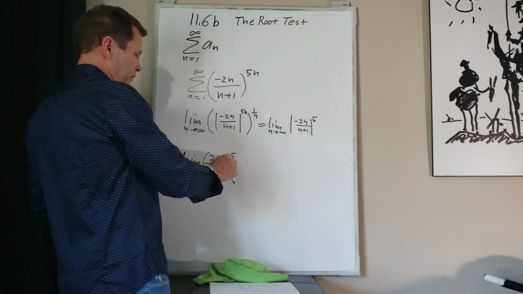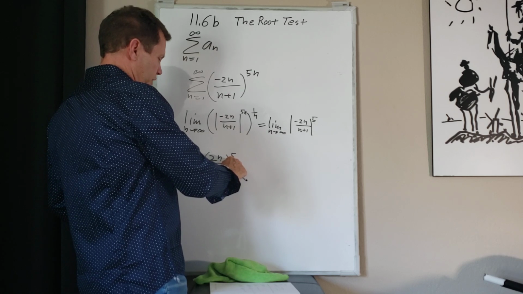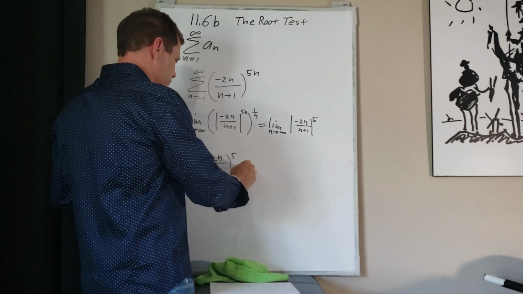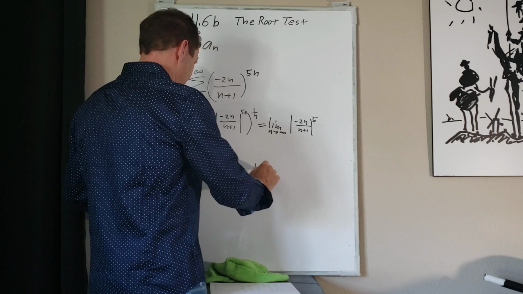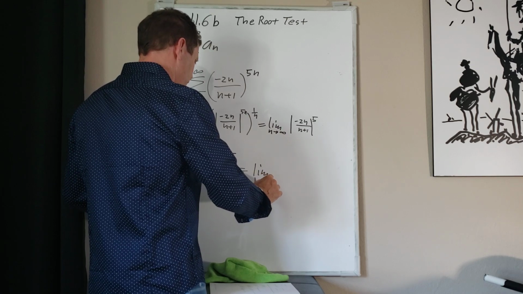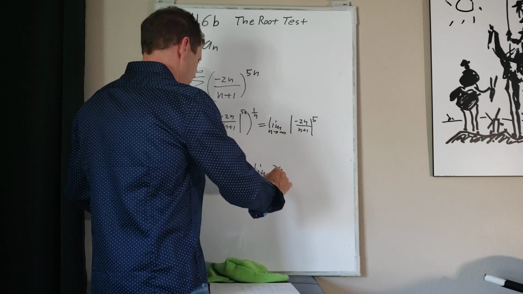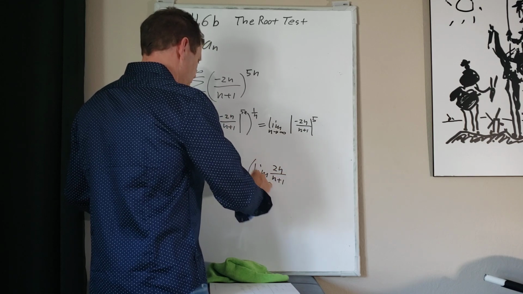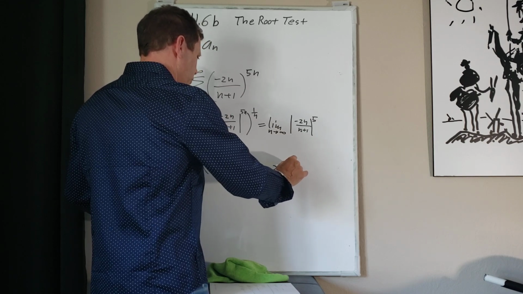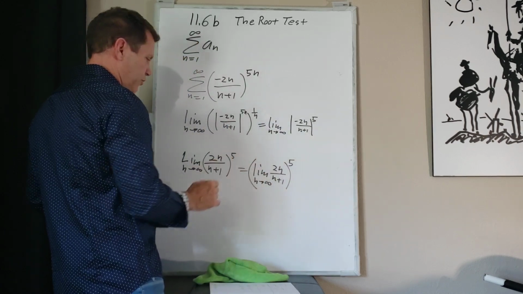Since the 5th power is a continuous function, I can bring the limit on the inside, so it's going to equal the limit as n goes to infinity of 2n over n plus 1, to the 5th, and I was able to do that because the 5th power is a continuous function.